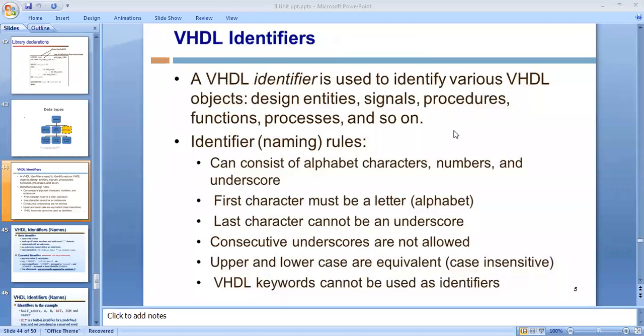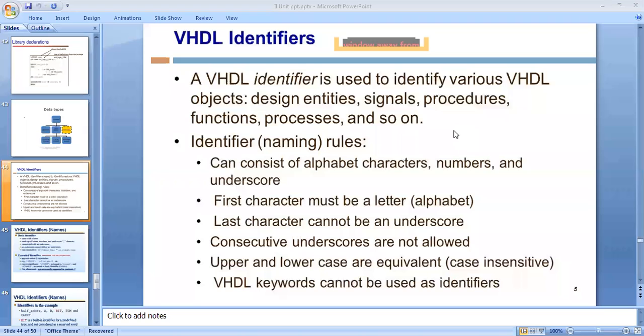So in the previous class, we already discussed the program structure of VHDL. In that program structure, we studied 5 subtopics, which are entity declaration, architecture declaration, configuration declaration, package declaration, and libraries. So those 5 topics come under VHDL program structure.